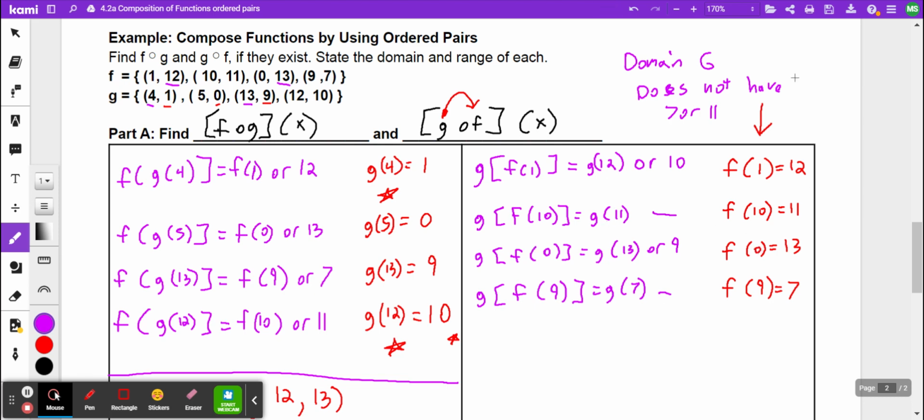Now, this might be the case where we have that limit where it's like, hey, I'm not touching. You're like, hey, I inputted something and I think it should work, but it doesn't because it says it's not there. So we can't use it. So for this, we really only have two answers right here. So g of f will equal just 1, 10, and 0, 9. And that's okay.